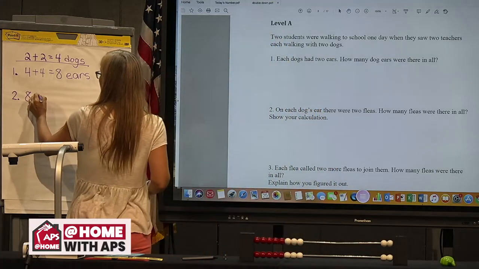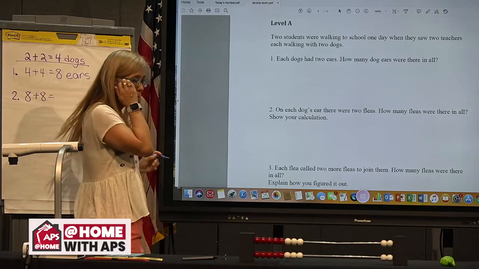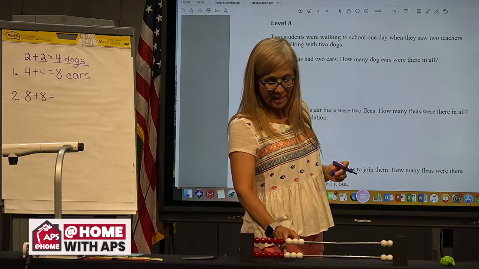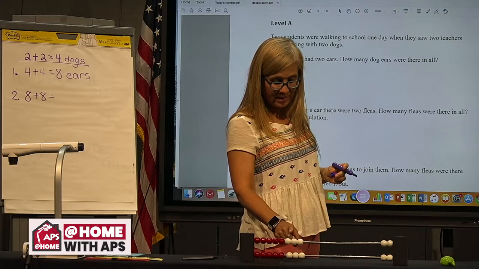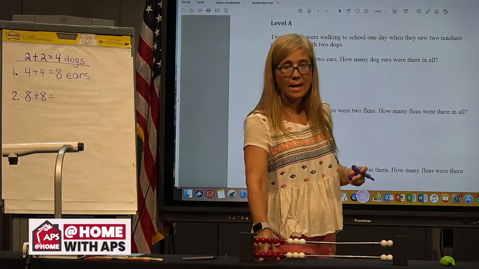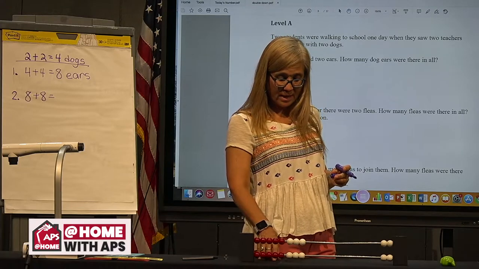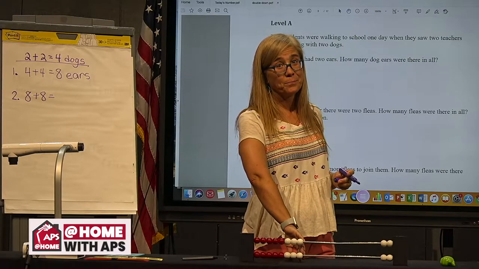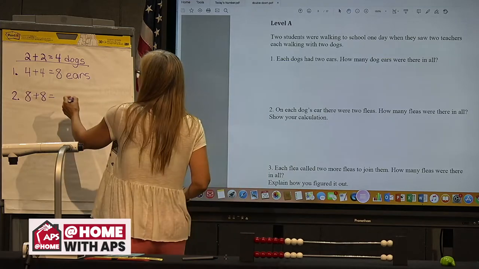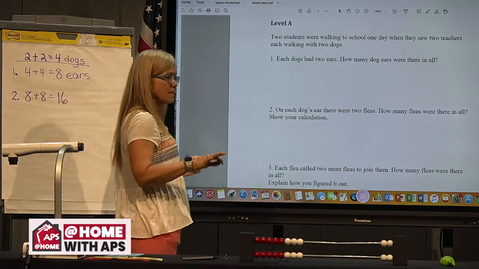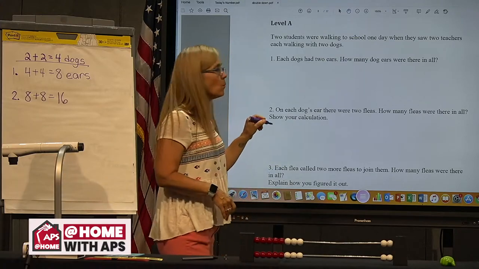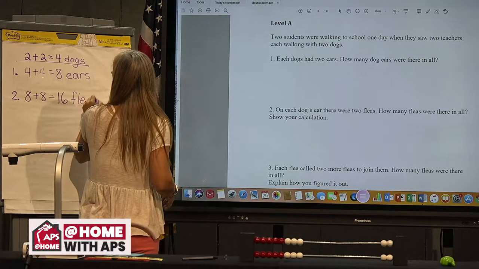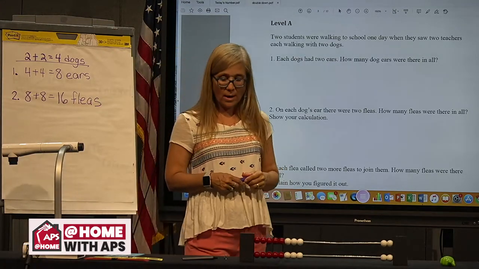So eight plus another eight equals what? Can we tell from the bead rack? The nice thing about this tool that I really like is you can really see the 10. If you don't know the eight and eight, what that is right away, I could think about, oh, there's 10 red beads, right? Because five and five is 10, and six white beads. And 10 and six is what? 16. And what were these 16 of? Do you remember from the problem? We were figuring out fleas. So we want to make sure we label that so it's clear what our answer is.